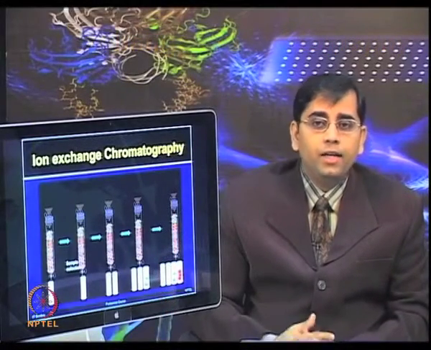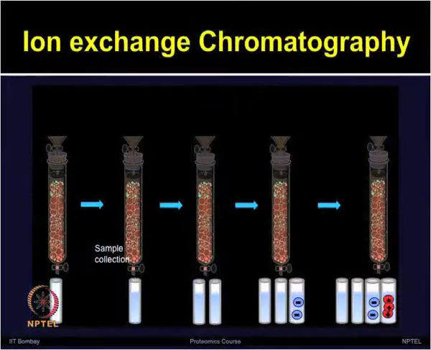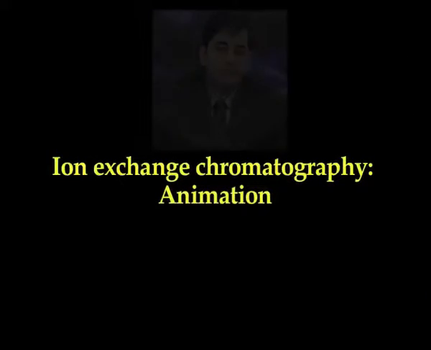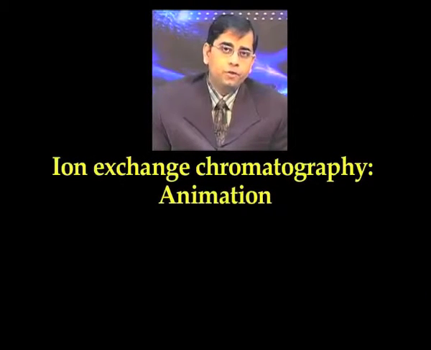If you have a negatively charged protein, it gets eluted first and will be present in the initial fractions, while the positively charged protein that bound to the column will be eluted in the later fractions, or it will be vice versa. So, let me describe how ion exchange chromatography works step by step in the following animation.